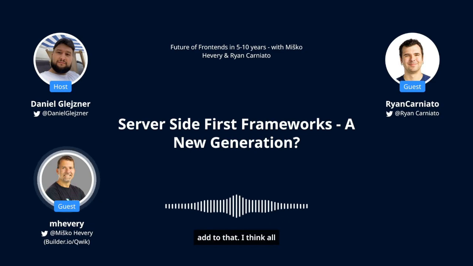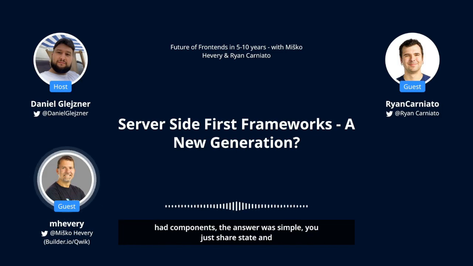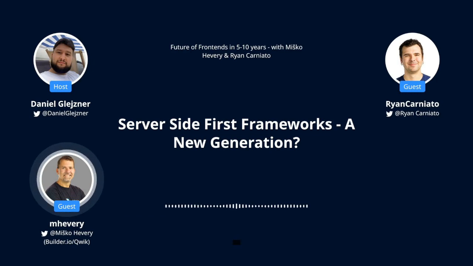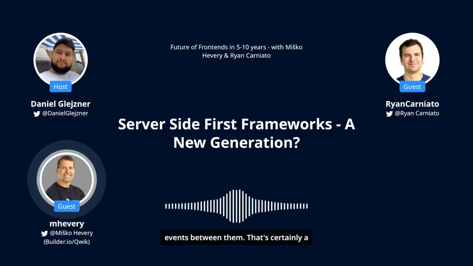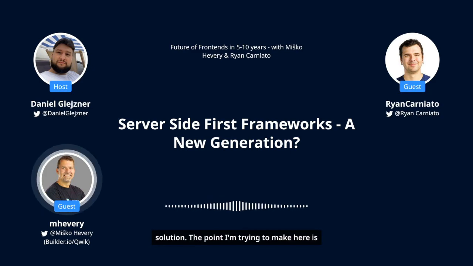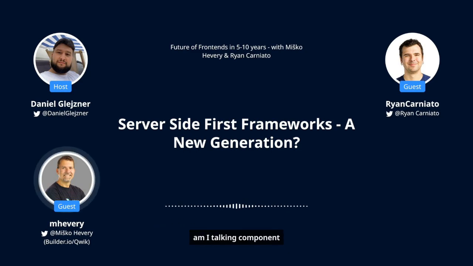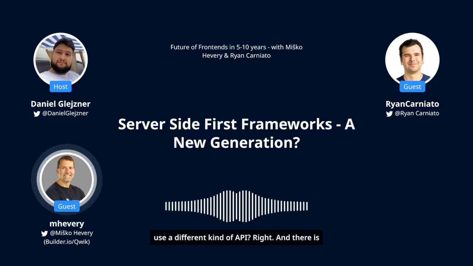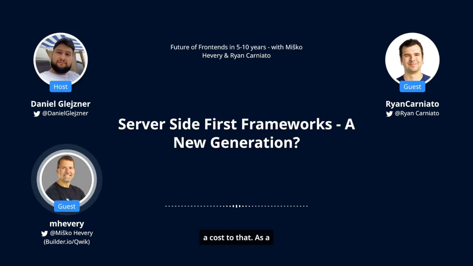I want to add to that. I think all of this work has been done on how do you solve that? And the answer is, well, if you just had components, the answer was simple. You just share state, and send custom events between them. That's certainly a solution. The point I'm trying to make is, yes, but now you, as a developer, have to really think about it in two different ways, right? Am I talking to a component that's next to me in the same island, in which case I talk in this particular API, or am I talking to a component that's far away, in a different island, in which case I have to use a different kind of API, right? And there is a cost to that as a developer that I might not wish to pay.